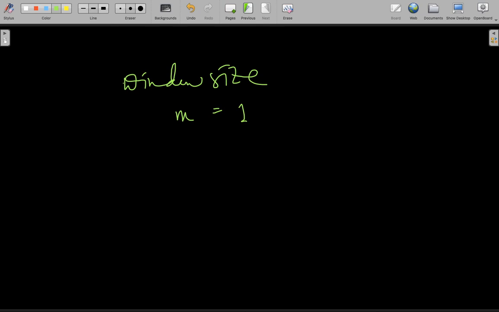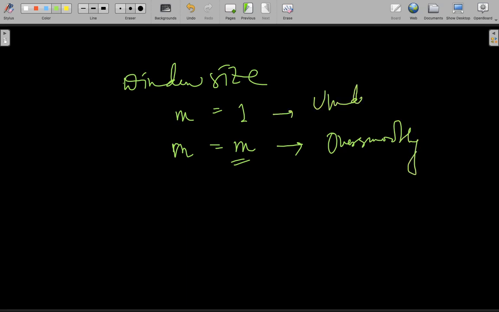Whereas if you take the whole length of the training period, whatever data is provided to you, say if I write m is equal to M, where M is the maximum window that is given to you, then it will be called over smoothing. The first one is under smoothing and the second one is over smoothing.